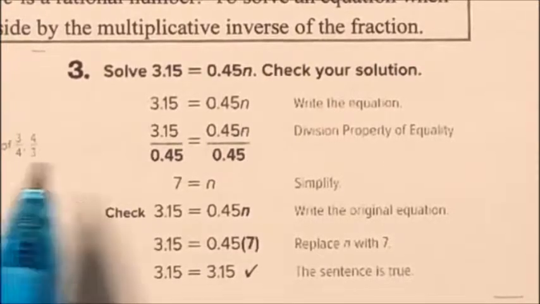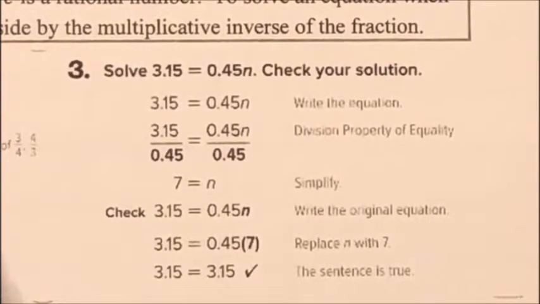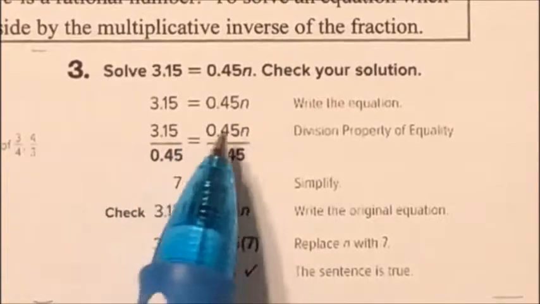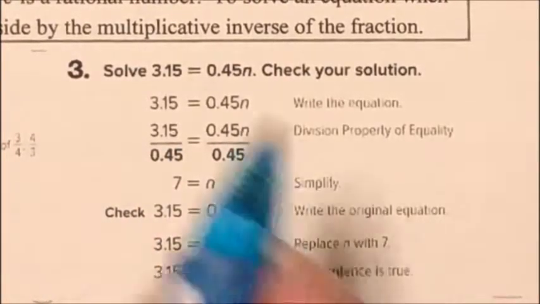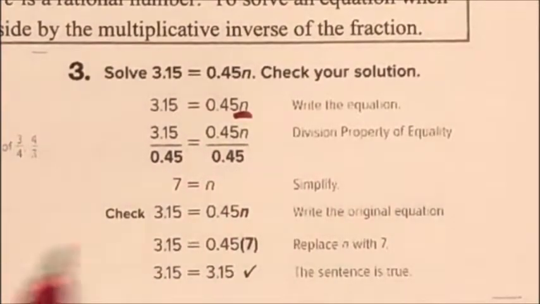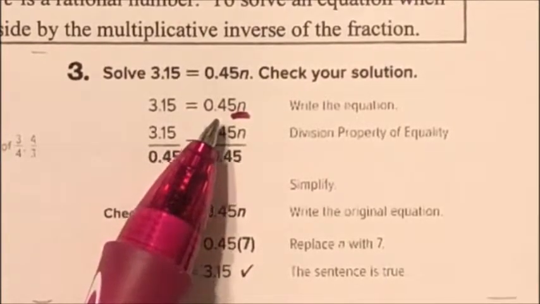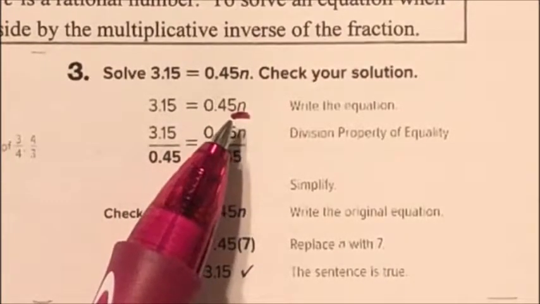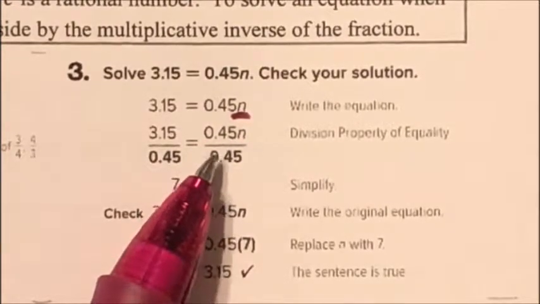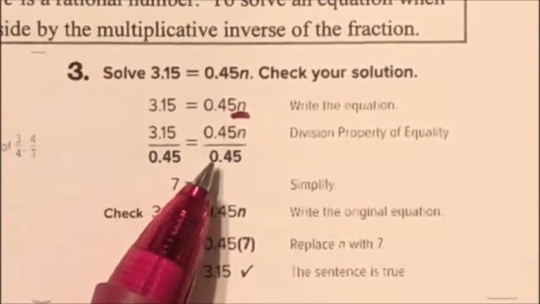So, this is a decimal, okay? In order to figure this out, I look at where my n value is, my variable. Pink for variables, okay? So here's my n value. I look at what's attached to it. 0.45 is attached to it. I'm multiplying here, so I want to do the opposite of multiplication, which is division. I divide both sides by 0.45.